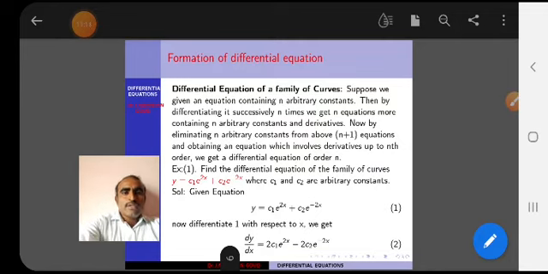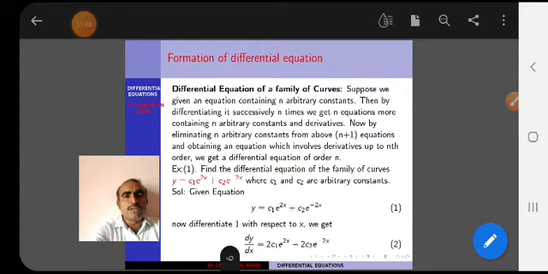Example 1. Find the differential equation of the family of curves y = c1 e^(2x) + c2 e^(-2x), where c1, c2 are arbitrary constants. In this equation, we have two arbitrary constants, c1 and c2, so we are allowed to differentiate two times. Take the given equation y = c1 e^(2x) + c2 e^(-2x).